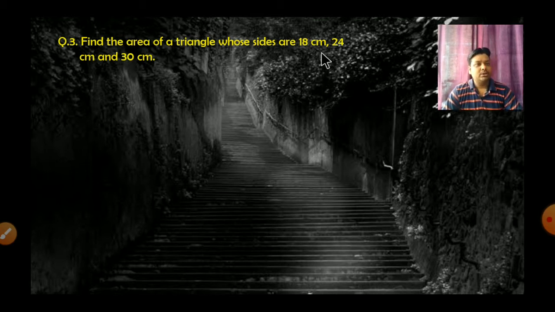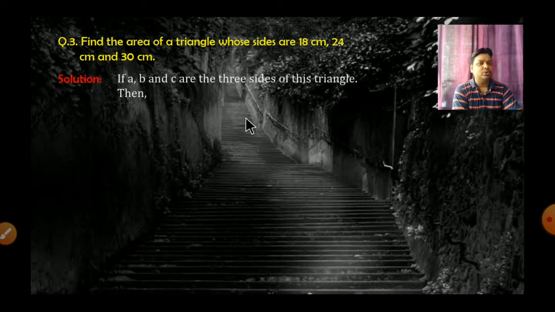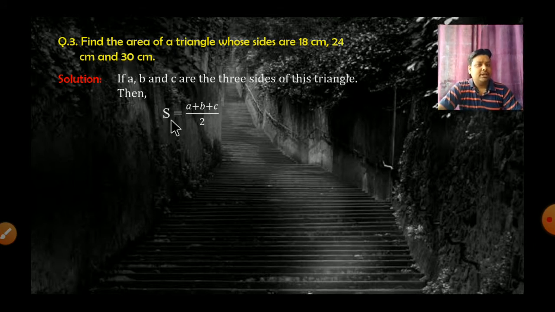So here if three sides are given, then at first what we will write, that if A, B and C are the three sides of the triangle, then we can say that A is equal to 18 centimeter, B is equal to 24 and C is equal to 30, then we know that S is equal to what? A plus B plus C by 2. So 18 centimeter plus 24 centimeter plus 30 centimeter by 2.